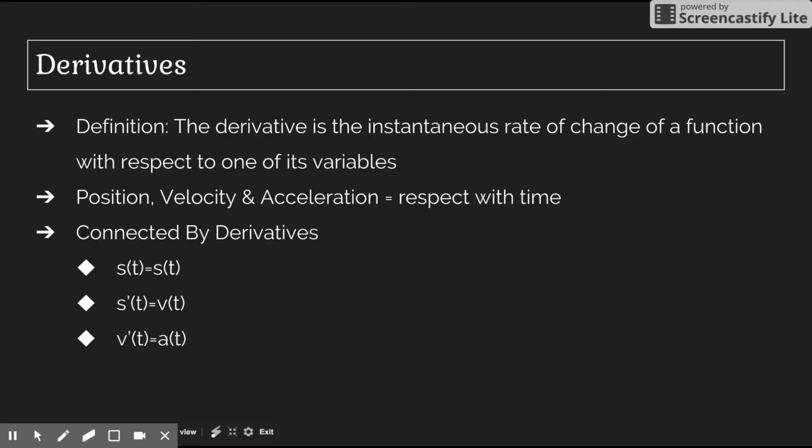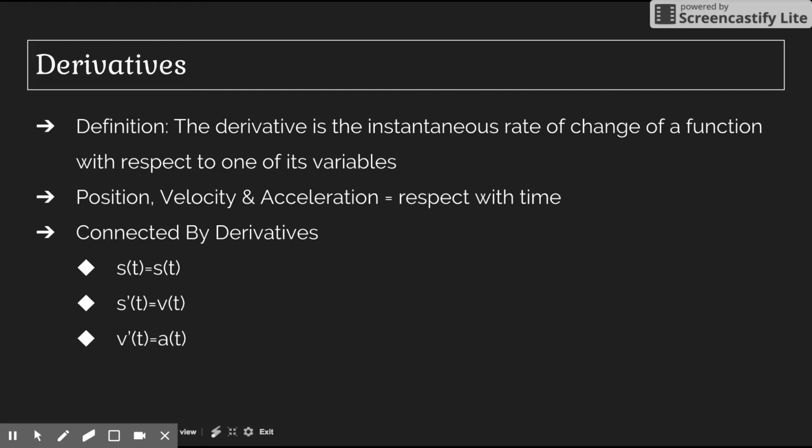Moving on to our second objective, if you remember the definition of derivative, the derivative is the instantaneous rate of change of a function with respect to one of its variables. If you had noticed, position, acceleration, and velocity are all in respect with time. Not only that, but they are all connected by some rate of change. So if you hadn't guessed already, position, velocity, and acceleration are all connected by derivatives.